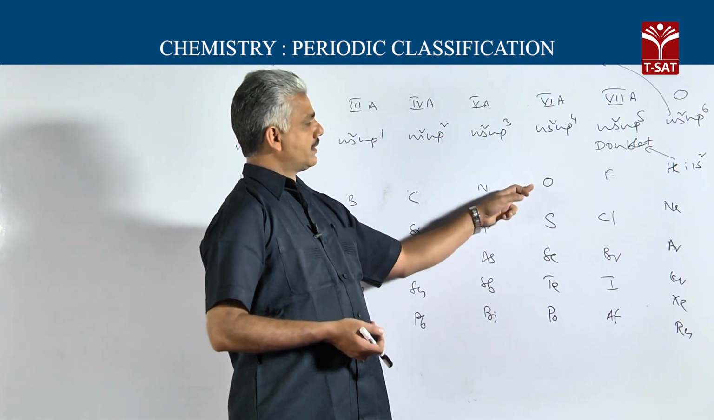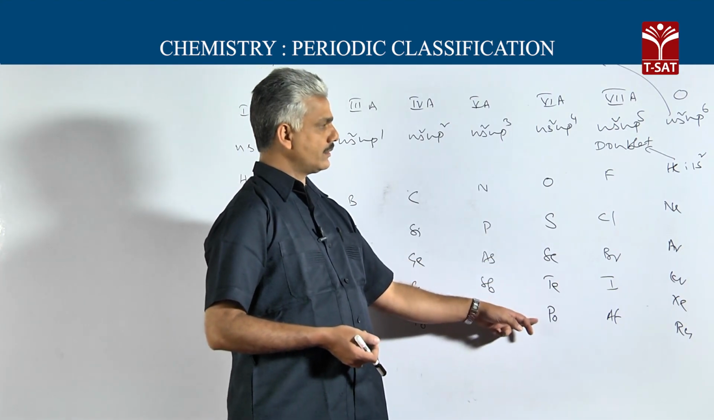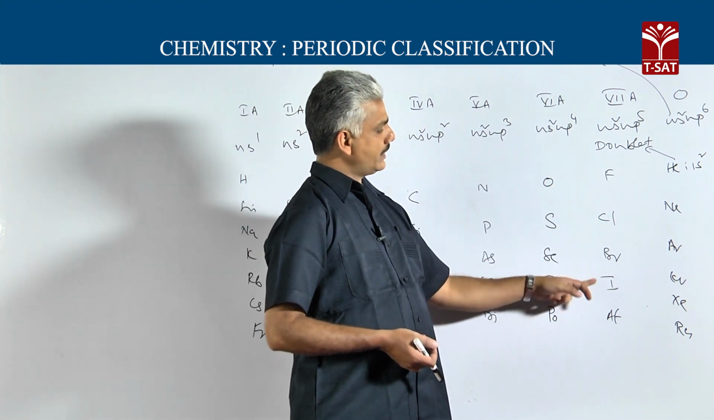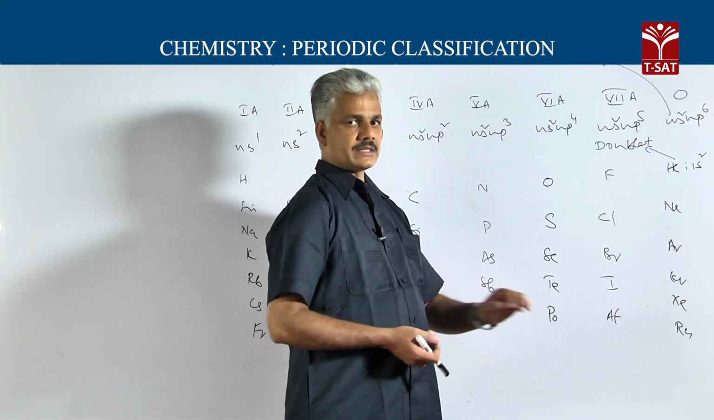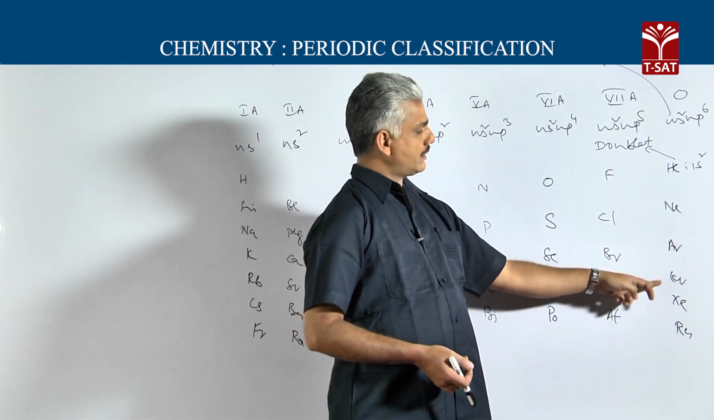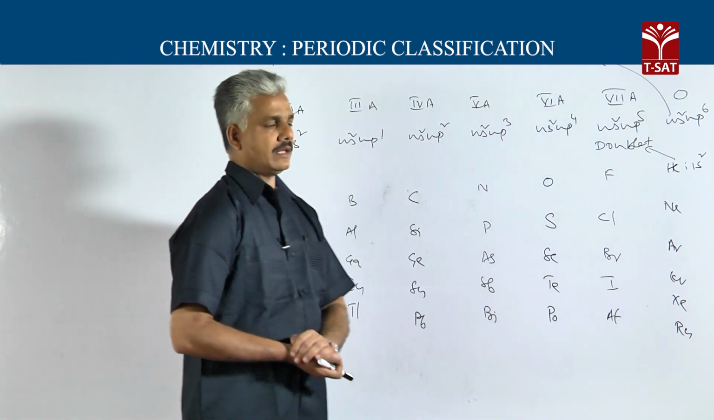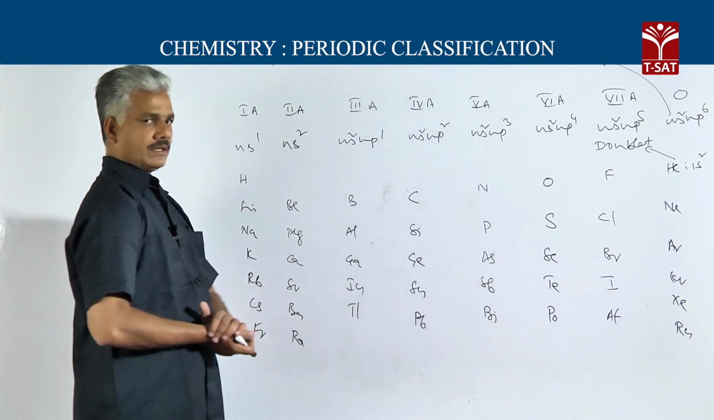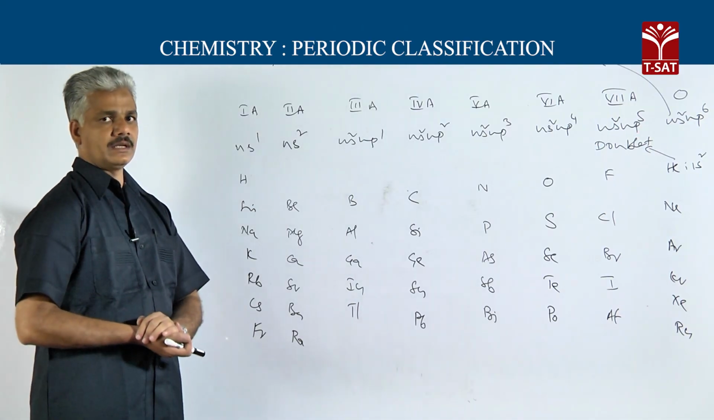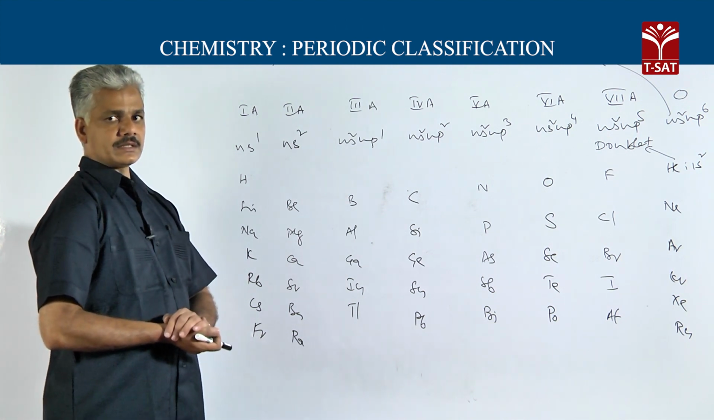In the 6th A, oxygen and sulfur are non-metals. Selenium and tellurium are semi-metals. Polonium is the metal. In the 7th A group, fluorine, chlorine, bromine and iodine are non-metals. Astatine is a metal. In the 0 group, helium, neon, argon, krypton and xenon are all non-metals and radon is a metal. So, as we move from 1st A to 0 group, the number of metals in individual groups is decreasing and the number of non-metals is increasing.